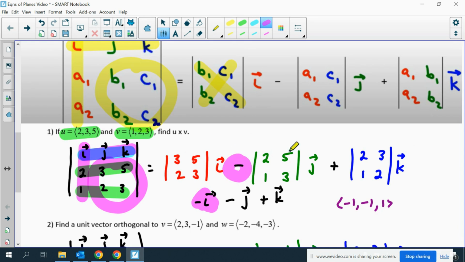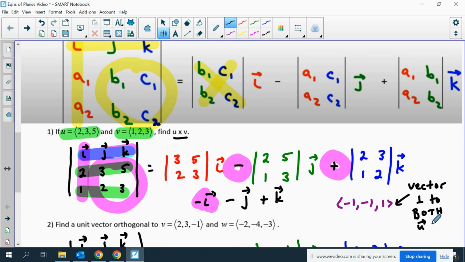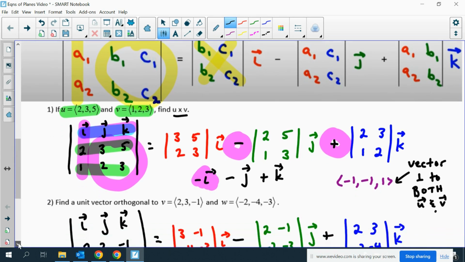Remember, you put a minus sign in between here and a plus sign in between here. So I end up with negative 1, negative 1, 1. That is the cross product of u and v. Now, this cross product is a vector. So the dot product gives you a scalar, the cross product gives you a vector, and this vector is perpendicular or orthogonal to both u and v. So it's orthogonal to both of the vectors that you used in order to find the cross product. So it ends up being perpendicular to both of those vectors.